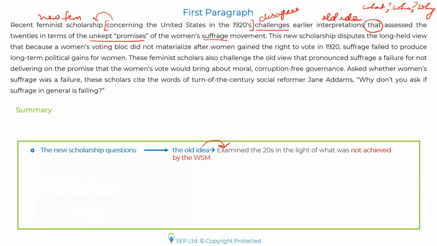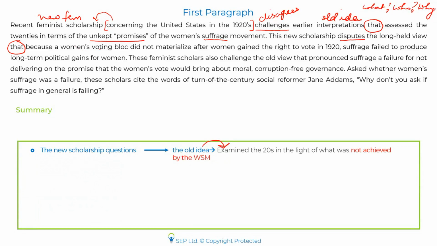Okay. This new scholarship disputes. Okay, so we are going to continue to discuss what the new feminist scholarship disagrees with. The long held view. Okay, so the long held view is the old idea. After that, we are going to talk about the old idea. So whatever is going to follow this will be the old view, and the new scholarship is disputing that view.